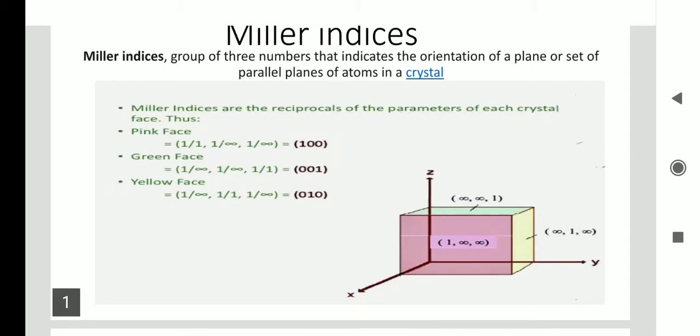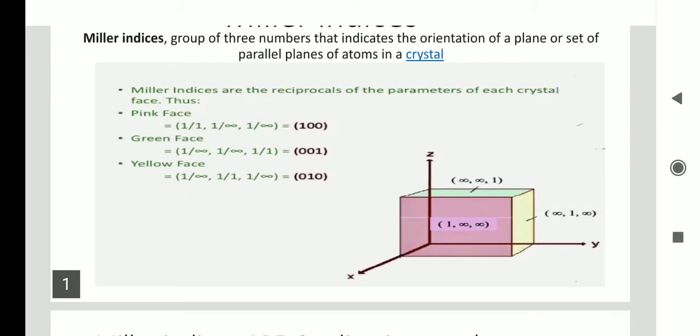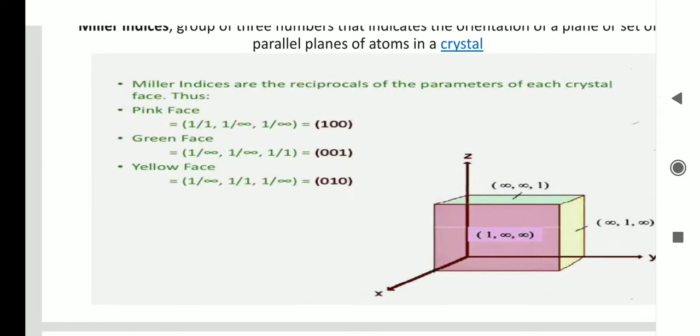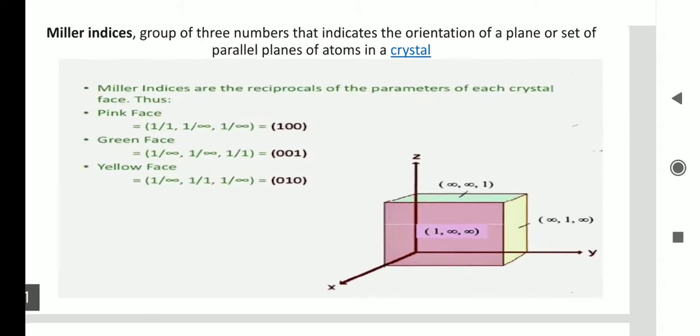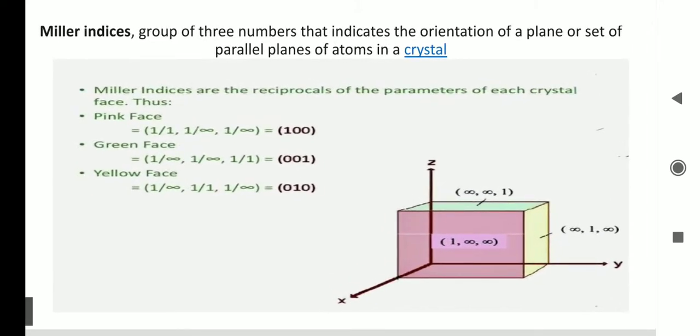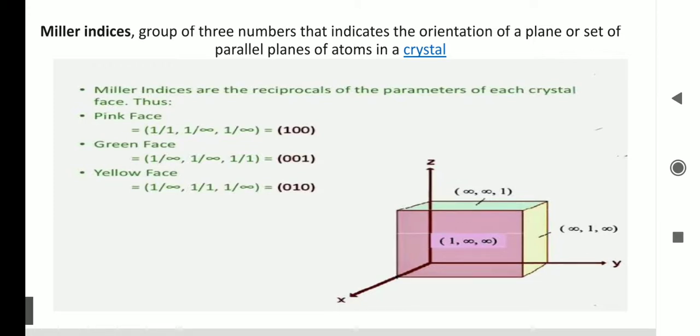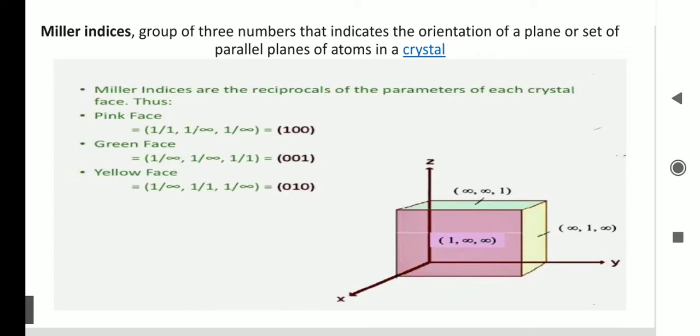We also have another definition. Miller indices are the reciprocals of the parameters of each crystal phase. So each crystal phase's parameters' reciprocals are considered as Miller indices.